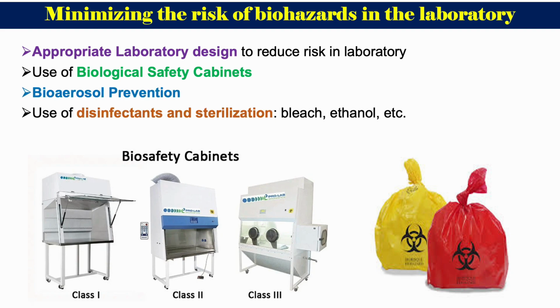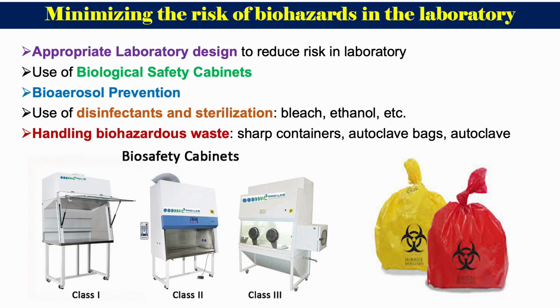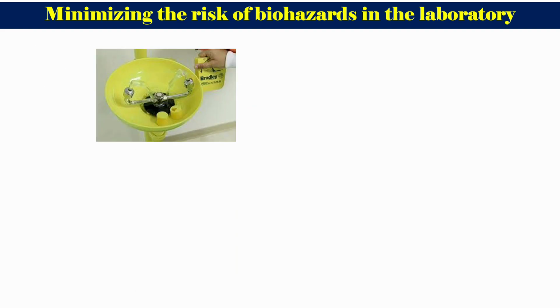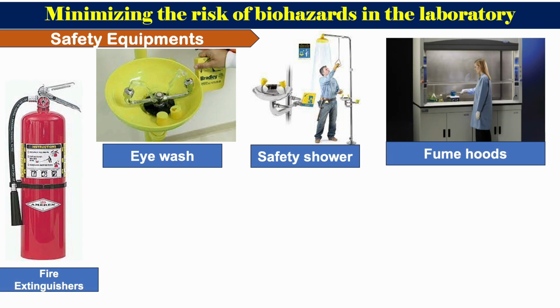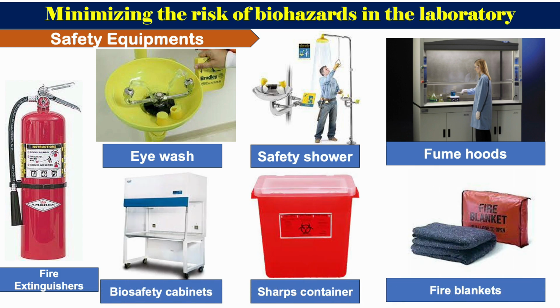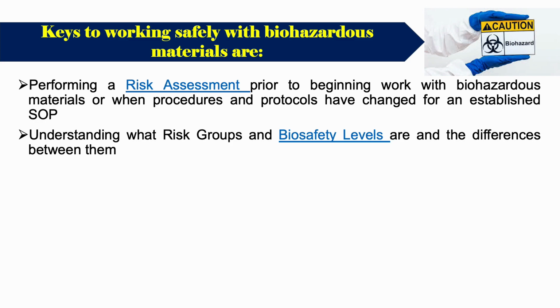You have to prevent bioaerosol production. Use of disinfectant and sterilization is a must, like bleach, ethanol. Carefully handle the biohazard waste, which is very important for a biological laboratory. And these are some examples of safety equipment which must be there in a particular laboratory: facility for eye wash, facility for safety shower, fume hood, fire extinguishers, biosafety cabinet, sharps containers, fire blanket, and many more.